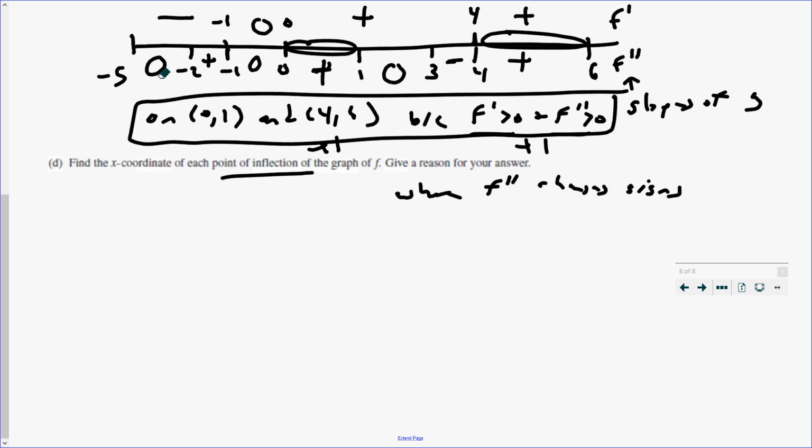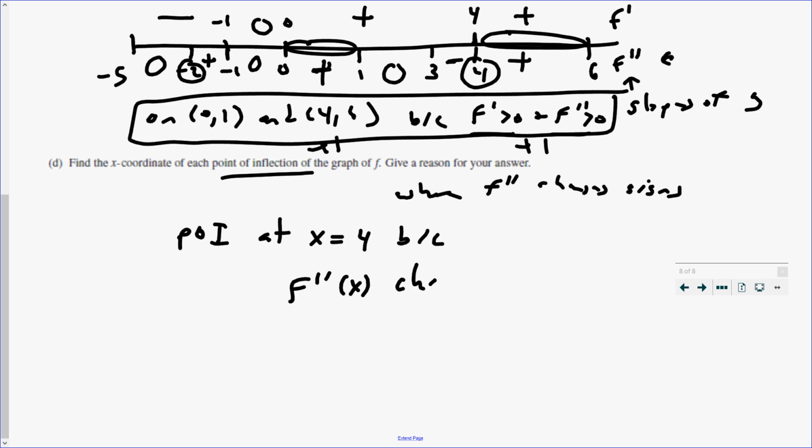Now be careful, when we say change signs, we're saying that it has to go from positive to negative. So a point like -2, even though it's positive on one side, it's 0 on the other side. There's no sign change. 0 does not have a sign attached to it. We're only looking for where it actually changes signs. And the only place that occurs for f prime is at 4. So we would say there is a POI at x equals 4, and that is because f double prime of x changes signs. Now notice, be careful, they're talking about f here, so leave it in terms of f. Don't do g prime, please.